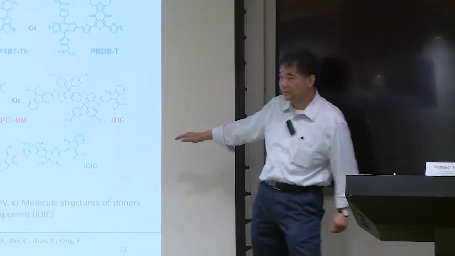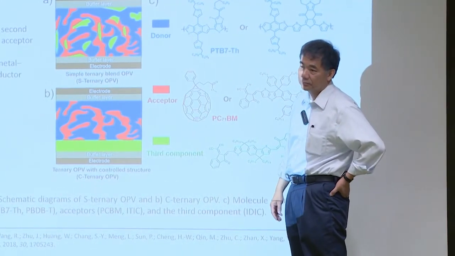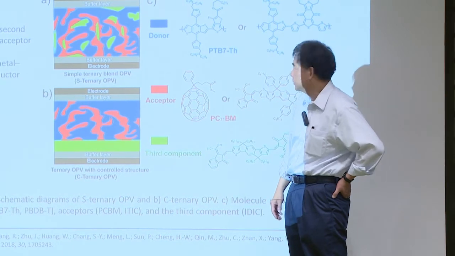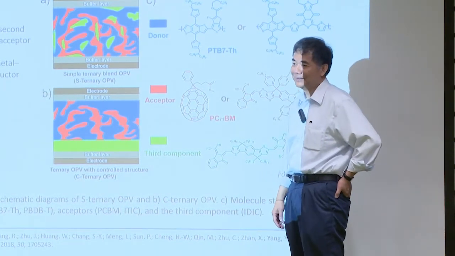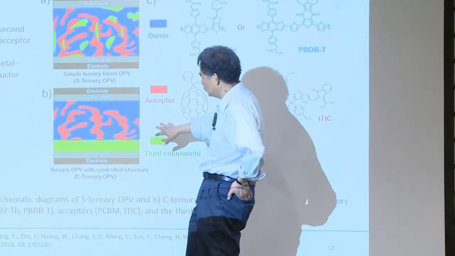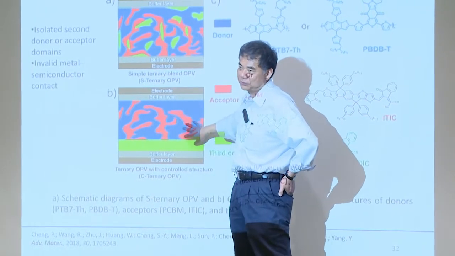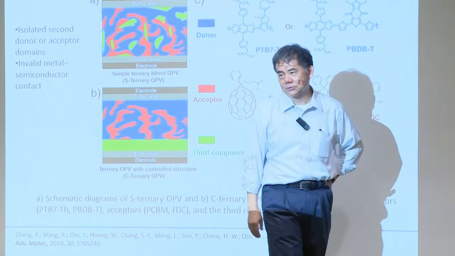So why can this controlled ternary OPV be better than the randomly mixed one? I still don't know how come it works, but it works. I can give you a simple answer: these two become a two-component system. It's much easier to control two components than three components. With three components, you have too many things to worry about.